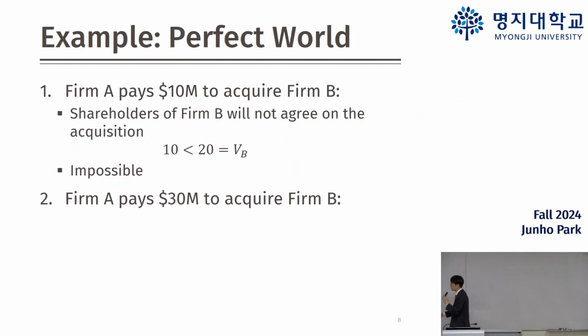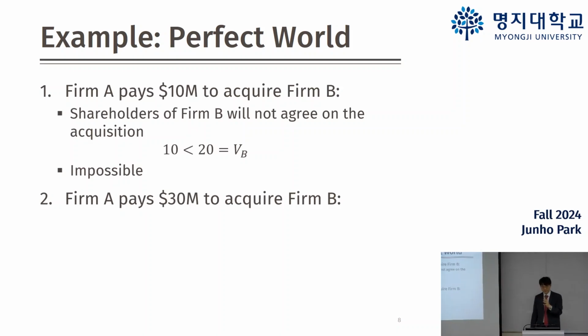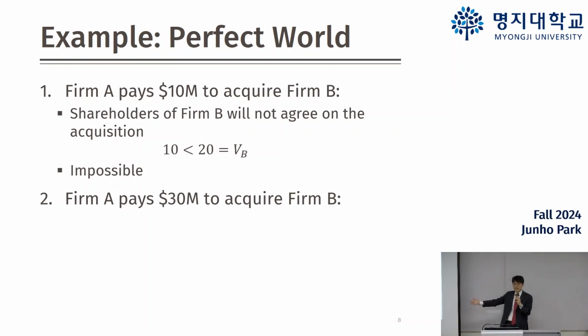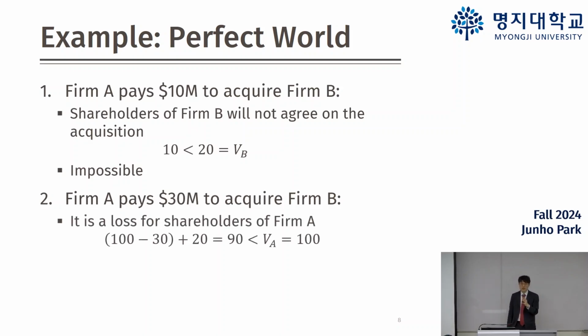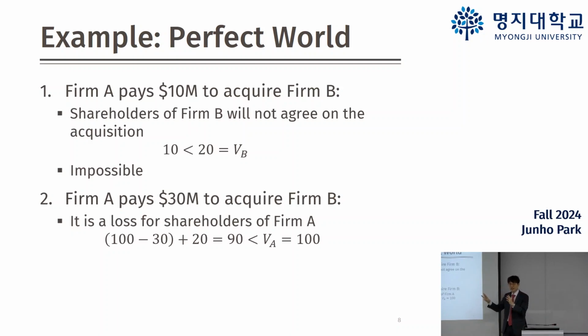So they are going to say, we are going to give you $30 million. In return, please hand over your shares. And firm B's shareholders will be very happy because what they have is 20, but in return, by giving it to firm A, they are going to get 30. So this is a profitable investment decision. So they are going to accept this offer.